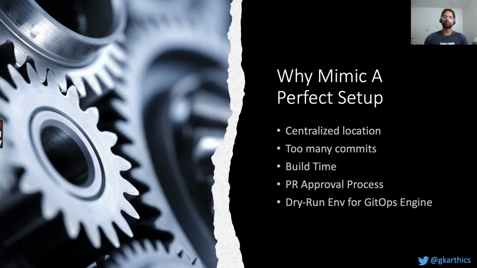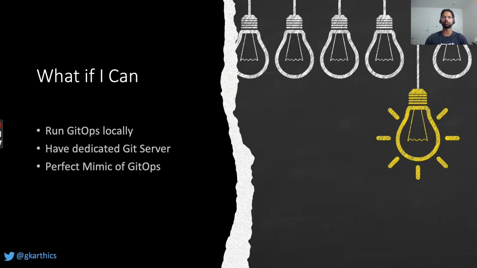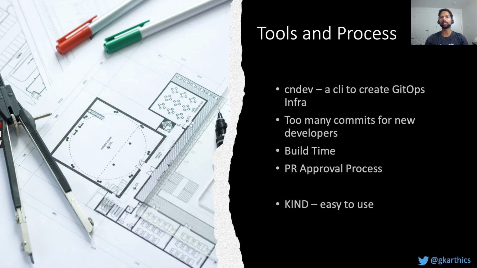So to solve these things, what if I have a dry run environment for the GitOps control plane to myself, where I could do this? What if I can run a GitOps engine locally on my environment? And what if I have a dedicated Git repository, instead of pushing everything I'm changing onto the main centralized repository? What if I can push all those changes to a dedicated local Git repository, and mimic the perfect GitOps control plane on my local machine? That is the main reason. Essentially an entire organization gets set up on my local machine. We can do that pretty easily.